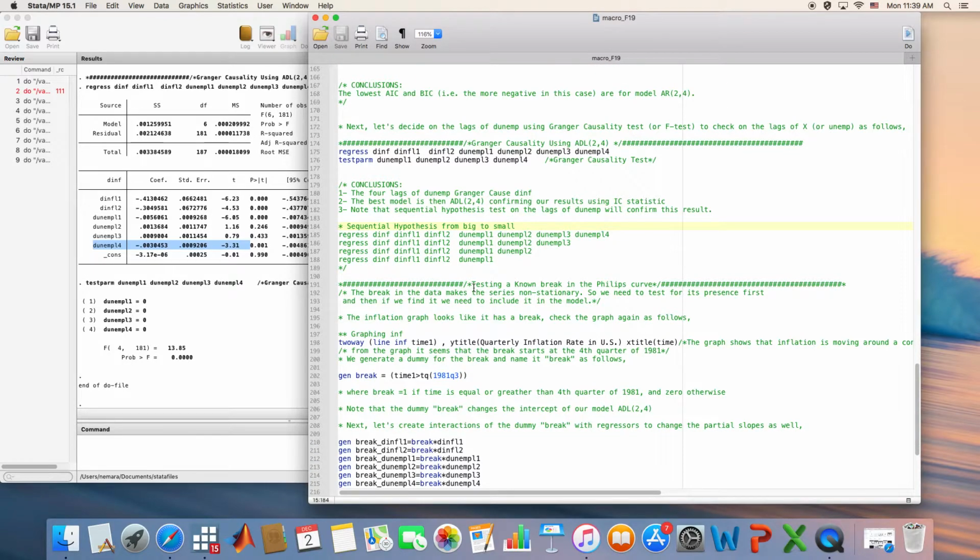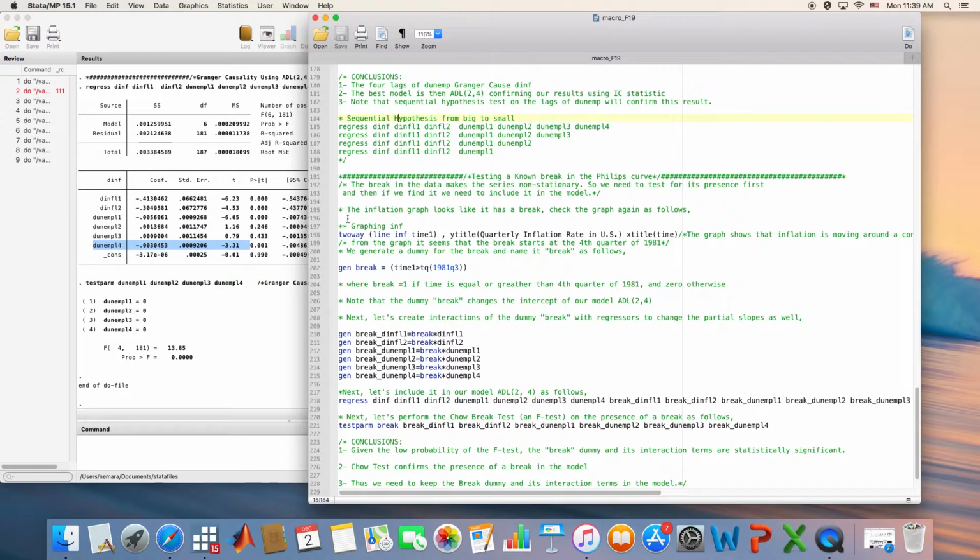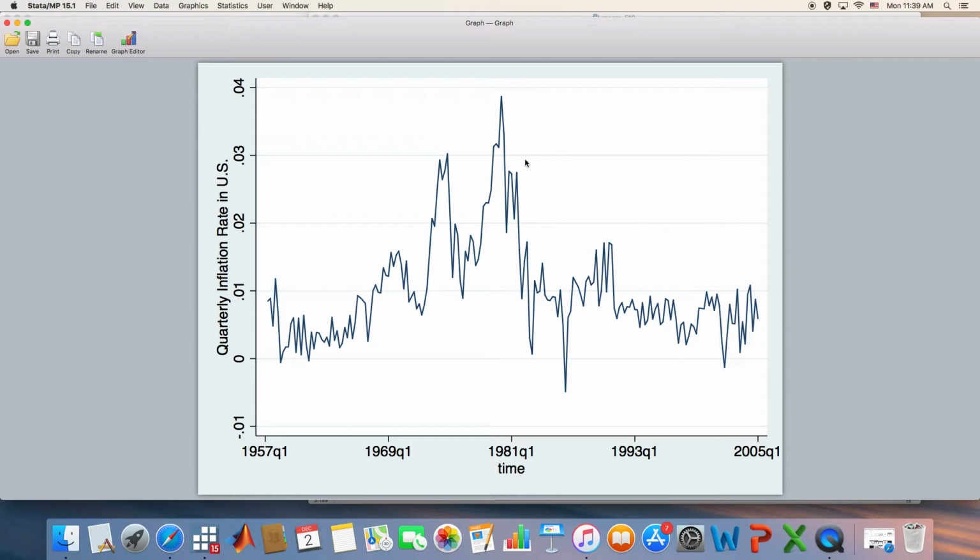Next, one of the other reasons why we might have a series that is non-stationary is because of the presence of a break in the series. So by looking at the three graphs, I feel like inflation itself has a break. So again, I have the graph here of inflation, just to have it again. As you can see, there might be a break in the series right here, okay? So we need to check whether there is a break in the data set or not.